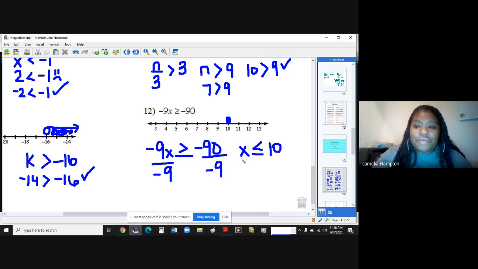Now what I'm going to do is pick a number. I can't pick 10 because 10 really doesn't count. So I am going to pick 11. I know that 11 is not less than or equal to 10. So that means 12 is not an option, 13 is not a solution. Any number to the right of 10 is not a solution. So that means all my numbers to the left are solutions.